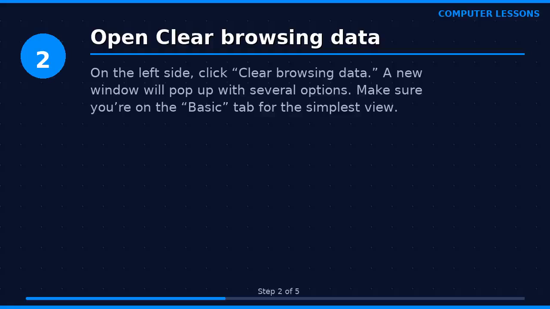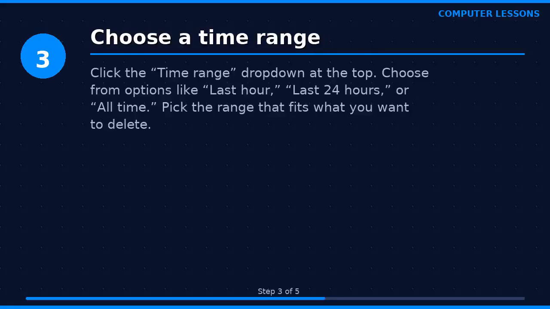Now we attack. On the left, click Clear Browsing Data. A window pops up, make sure you're on the Basic tab, keep the playbook simple. Up top, that time range dropdown is your clock: last hour, last 24 hours, last 7 days, or all time.